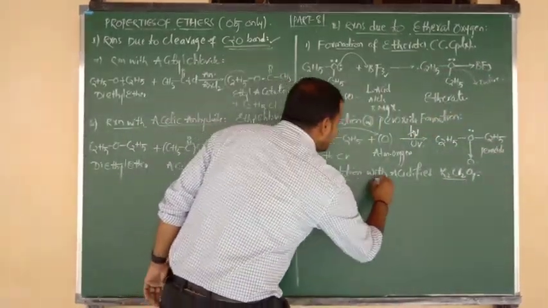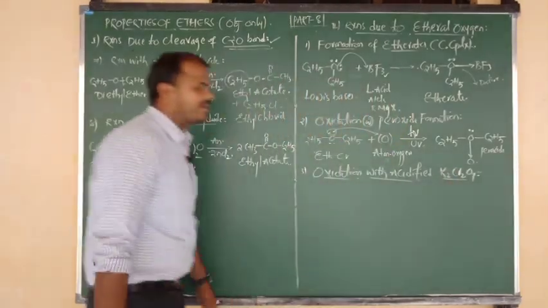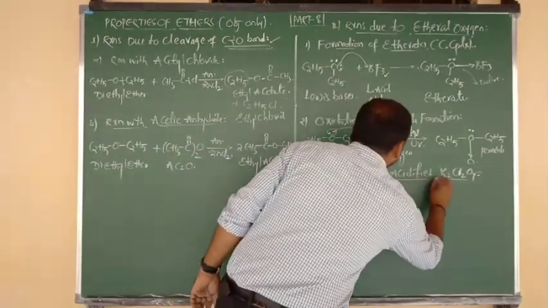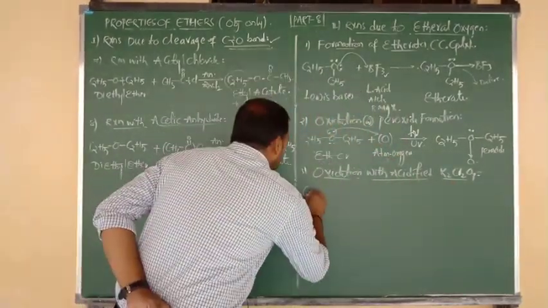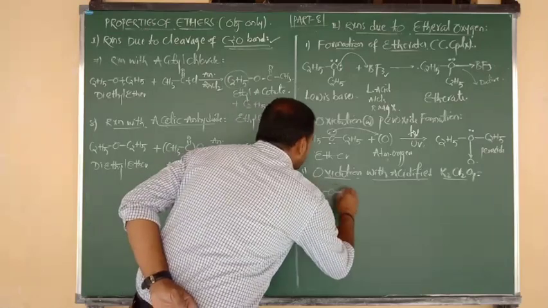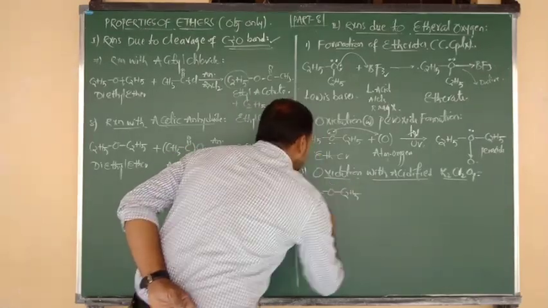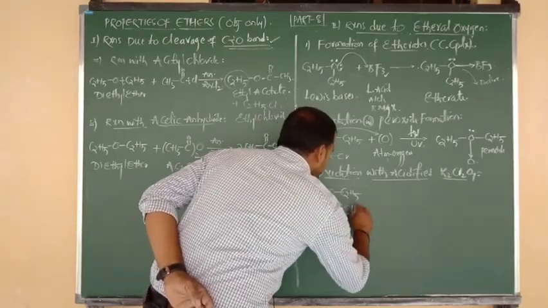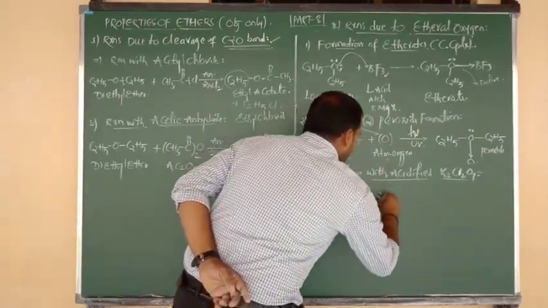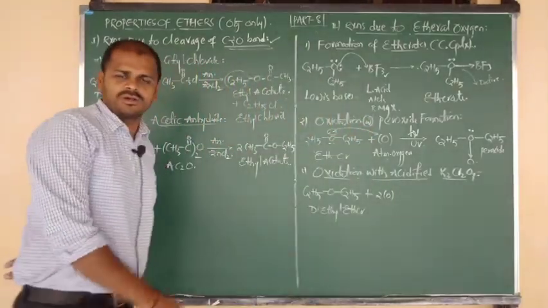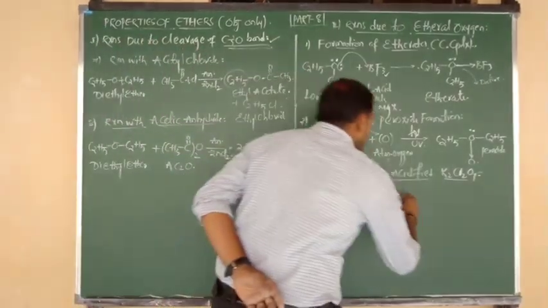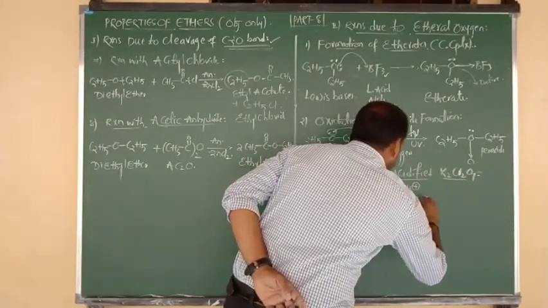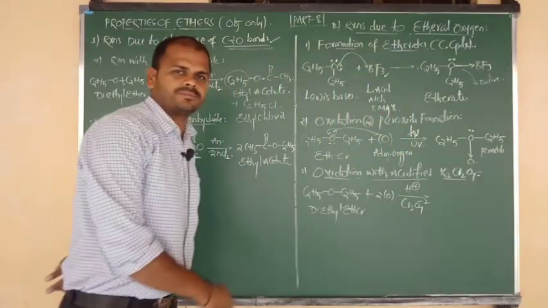Right. So how do ethers undergo oxidation with acidified potassium dichromate, K2Cr2O7? Again, the best example is diethyl ether, C2H5OC2H5. Upon oxidation, as per balancing, we require 2 moles of free oxygen atoms. So addition of oxygen takes place by using the oxidizing agent, acidified potassium dichromate, and also potassium permanganate.